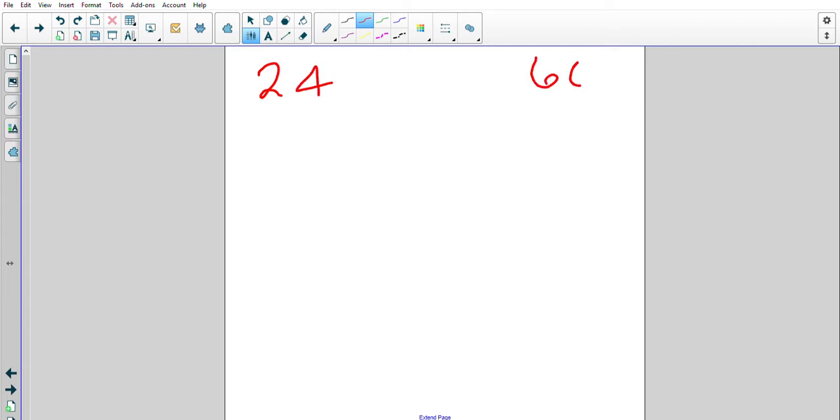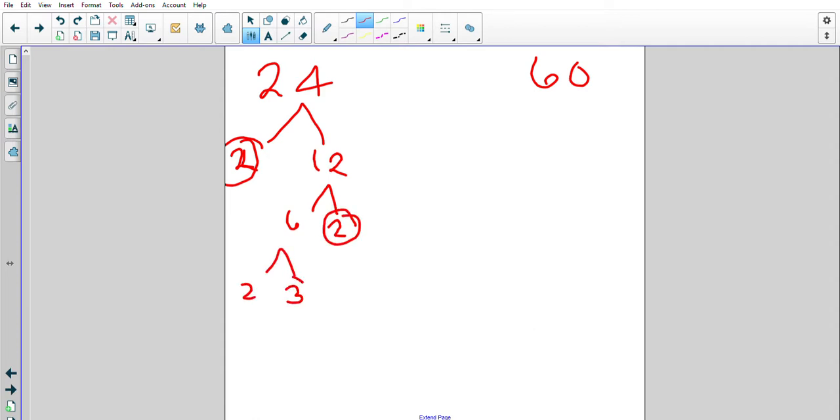24 and 60. So here you are going to want to break down, we're doing our factor trees. I personally am going to do 2 and 12 because that's the first thing I saw. I know 2's prime. 6 and 2. You could also do 3 and 4, but it's however your brain works. It's how mine does. 2 and 3.